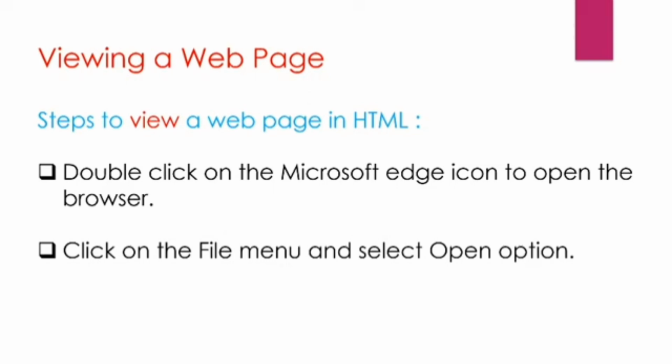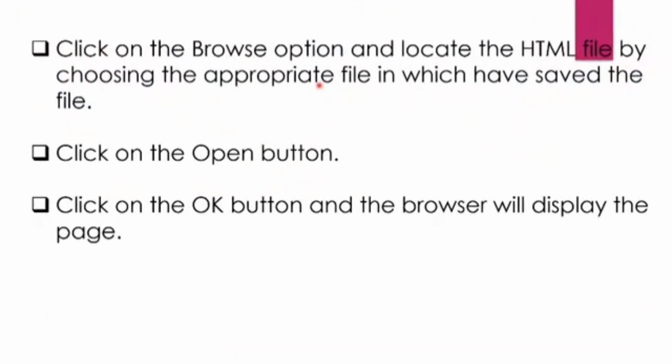Viewing a web page. First, double-click on the Microsoft Edge icon to open the browser. Click on the File menu and select the Open option. Click on the Browse option and locate the HTML file by choosing the appropriate file in which we have saved the file. Click on the Open button. Click on the OK button and the browser will display the page.